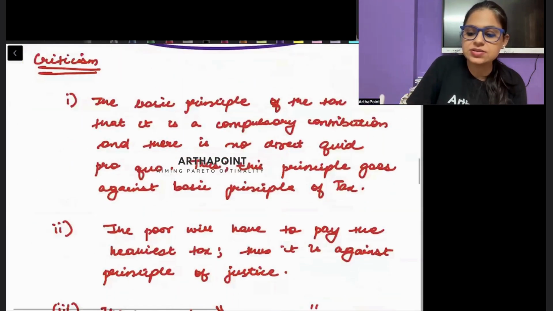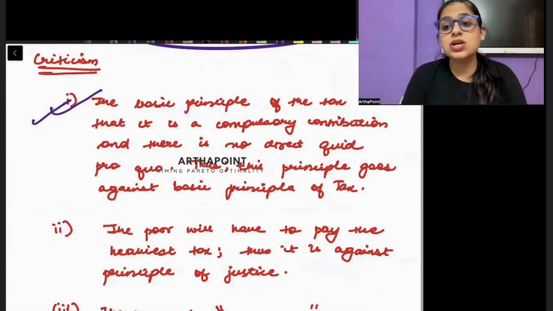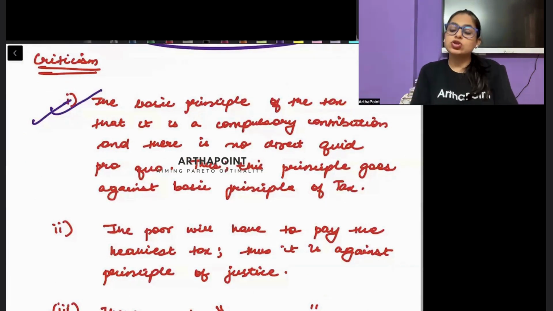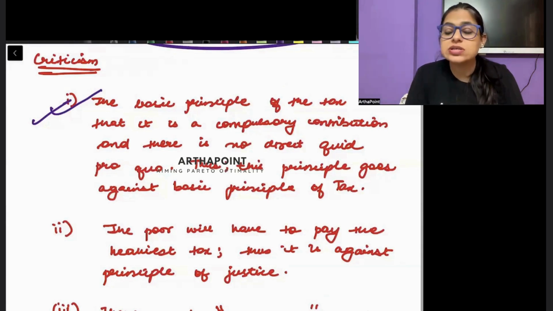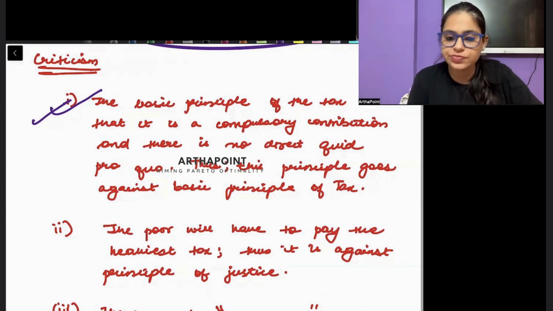Then there are some criticisms of this. The basic principle of tax is compulsory contribution. Earlier also it was believed that tax means everyone should be paying for it. But now, since we are telling you to pay according to the benefits that you derive, it may be the case that you say, I don't derive any benefit, and you may just skip the tax. Like in case of toll roads, people can skip paying the tax on the toll road if they take any other route. So there is no compulsion in this case now.